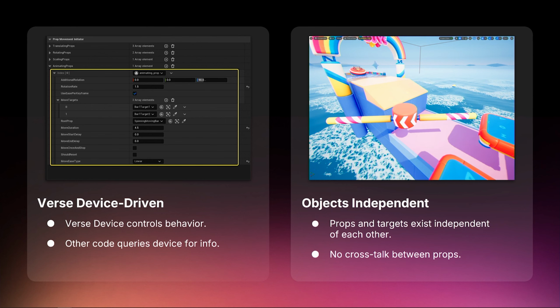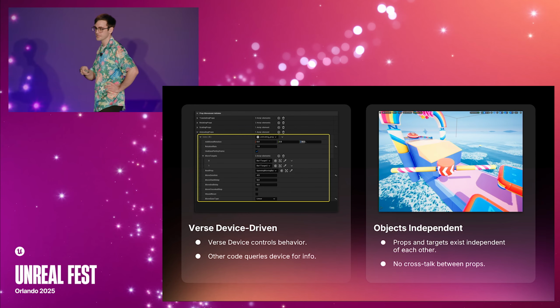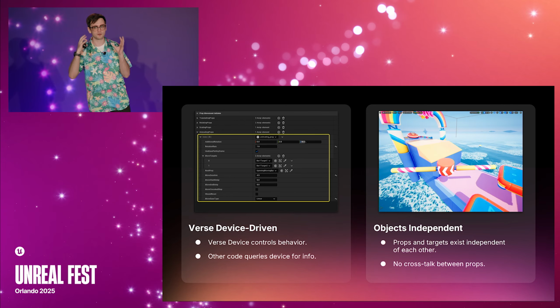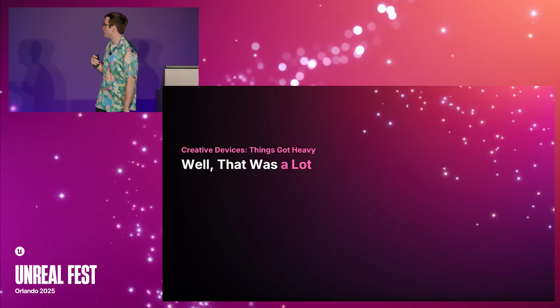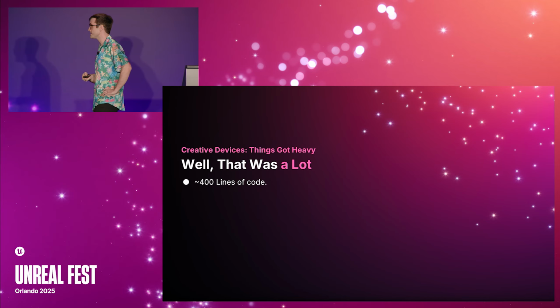If one of them wants to know, okay, how far along is the player in the game, or has a player reached a certain point, so I spawn a bunch of enemies, it doesn't know that because at the end of the day, it's just a creative prop. If something wants to know about the world that it's actually working in, it has to go through the Verse device. The Verse device is the one that holds all the info. It's a very central model of doing things. And it ends up being a lot. It's quite heavy. So the whole thing ends up being around 400 lines of code.